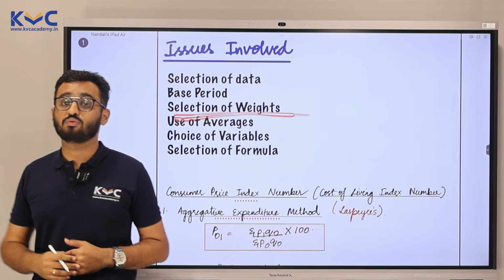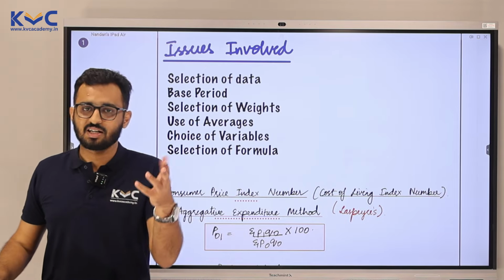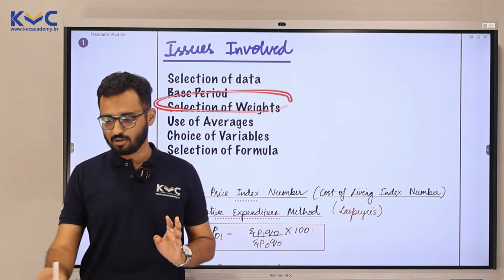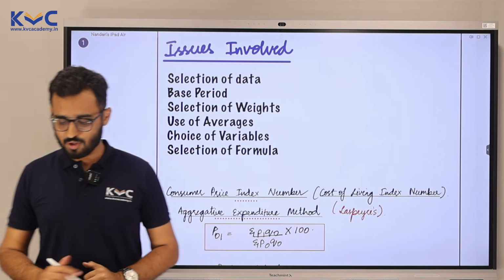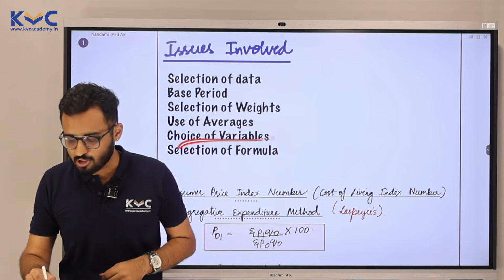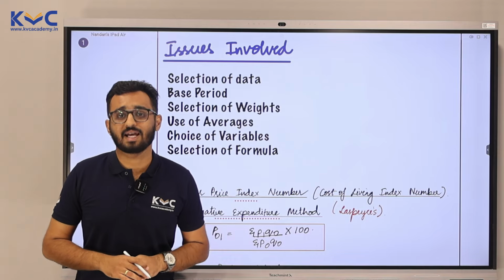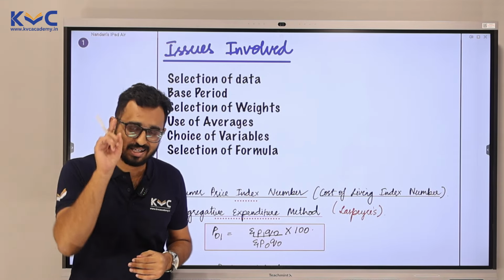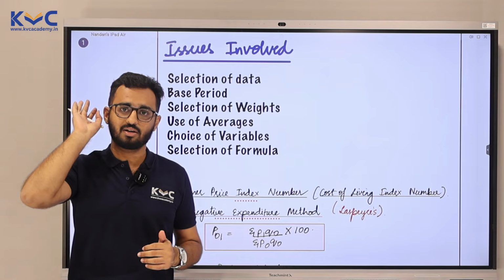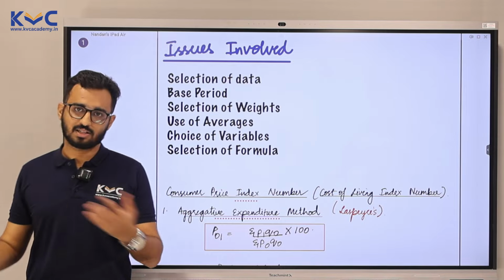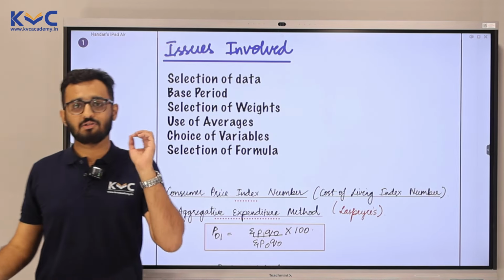Next, selection of weights. See, we have seen so many varieties. Laspeyres says base year, Paasche says current year. We can also take any other weights, right? So what kind of weights we are selecting becomes very, very important. Use of average. Are we going with AM, GM? Right? Then choice of variables. When I say price index, am I referring to retail price? Am I referring to wholesale price? So that decision based on what is our end goal needs to be made. And selection of formula. Again, Laspeyres, Paasche, Marshall-Edgeworth, Bowley. Which formula will you select?